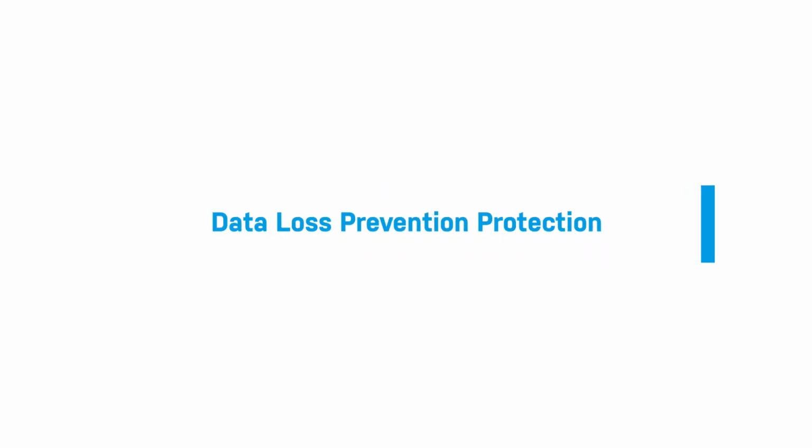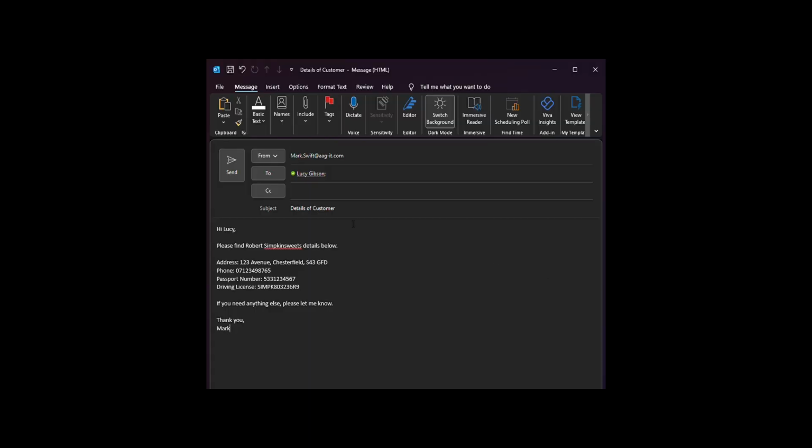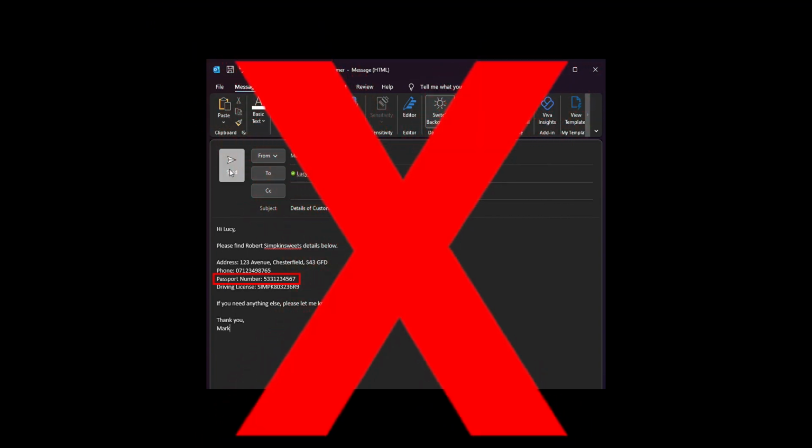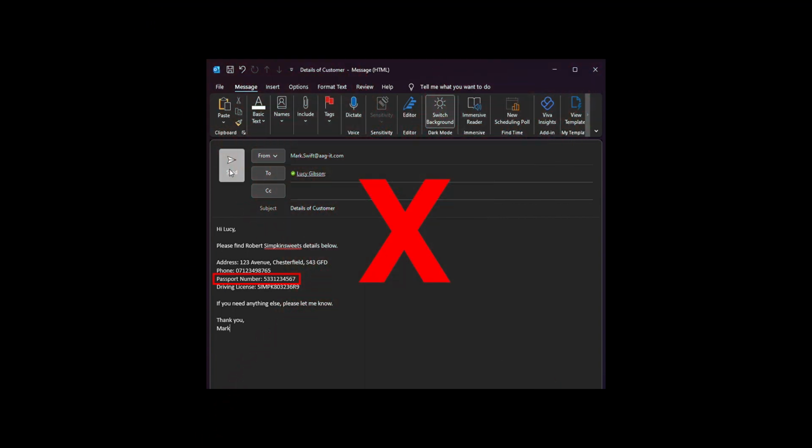Data Loss Prevention Protection (DLP) is designed to prevent the accidental or unauthorized sharing of sensitive information within an organization. It helps organizations maintain control over their data as it can set parameters for alerts and ensure compliance with data protection regulations, and to reduce the risk of data breaches or financial penalties.